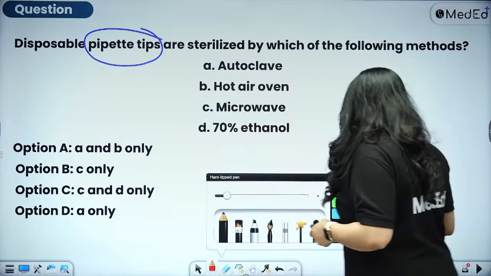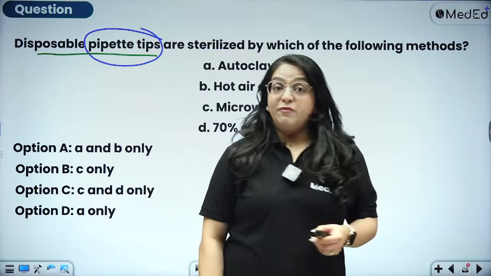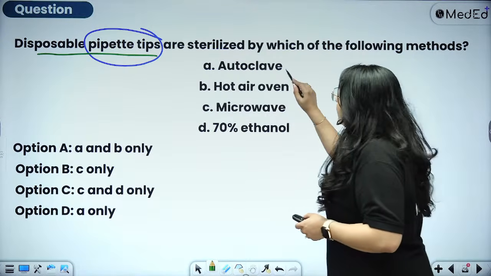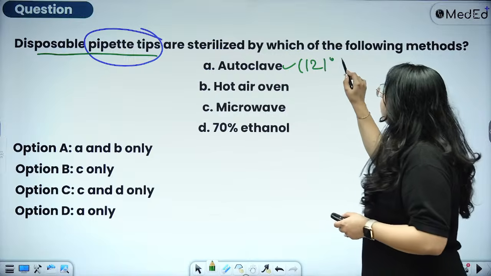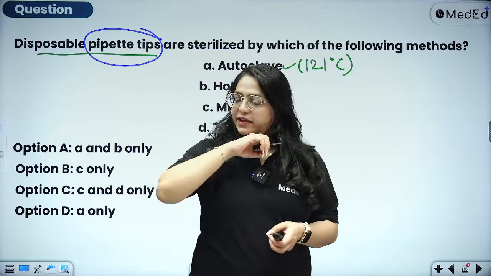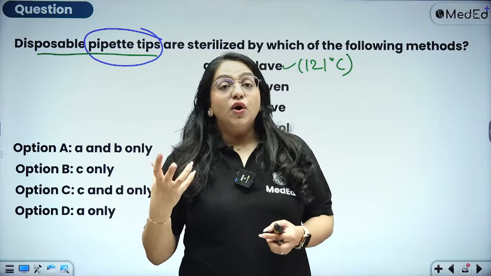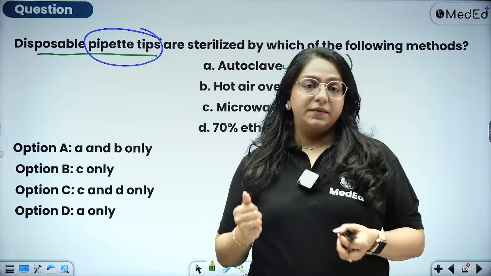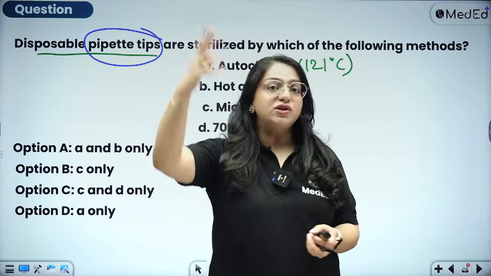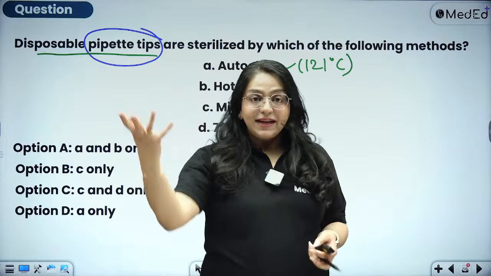Disposable pipette tips. What do you think they are made up of? They're made up of plastic. So you will think, sterilized by which of the following methods? You will feel that the autoclave's temperature is 121 degrees Celsius. And we always tell you cannot put plastic in an autoclave. That is why whenever there is a question on catheters, how will you sterilize catheters? Never say autoclave because it's high temperature. How will you sterilize petri dishes? Never say autoclave because it is high temperature.